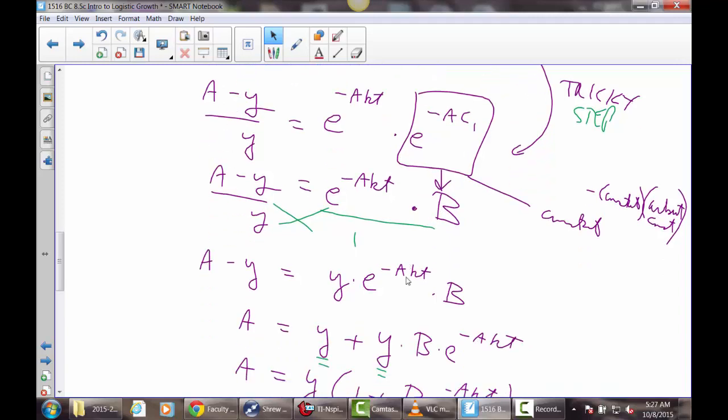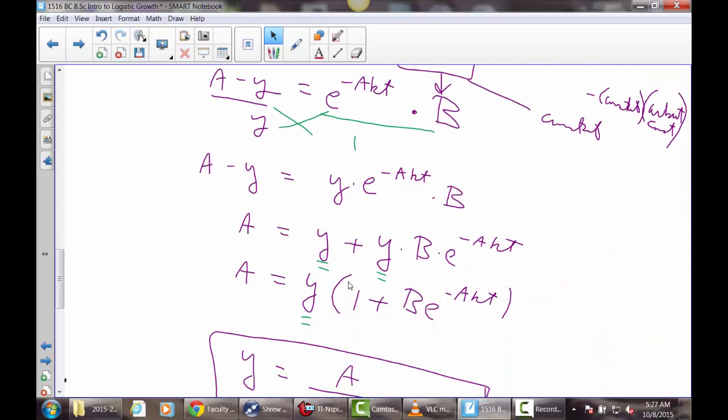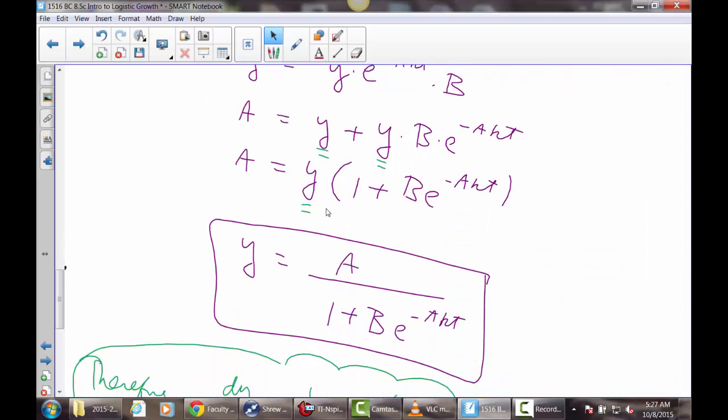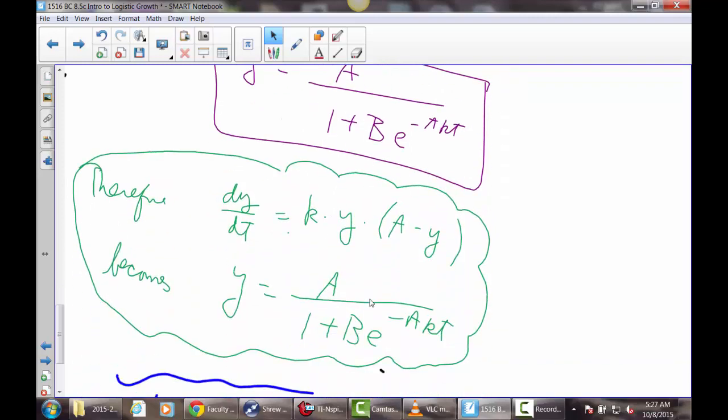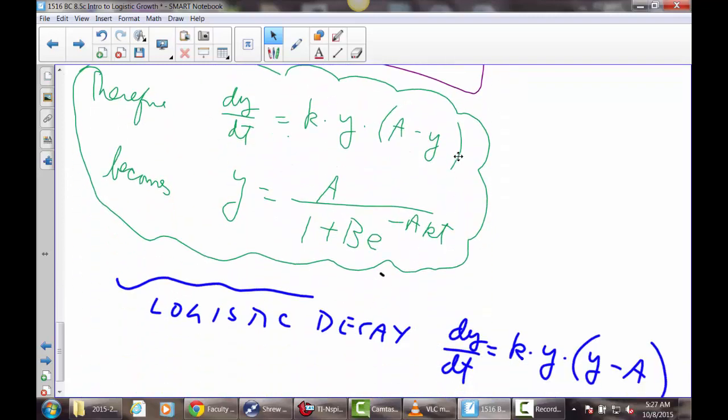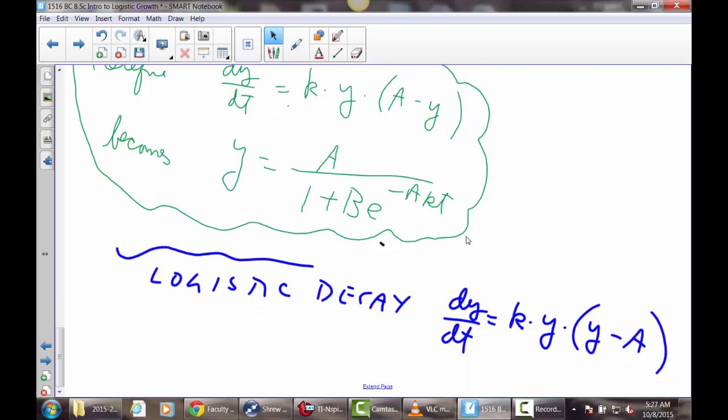Then I do a cross product so that I don't have any more denominators, and then I isolate my a by sending y to the other side, and finally I isolate the y. So that's how we get there. So what you want to know is if you have a differential equation where the rate of change of the quantity is proportional to the quantity and a difference between a limiting value and the quantity, you can go directly from here to there. Okay?